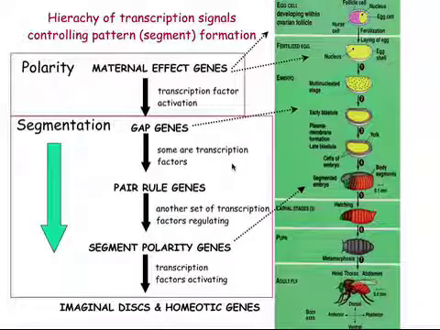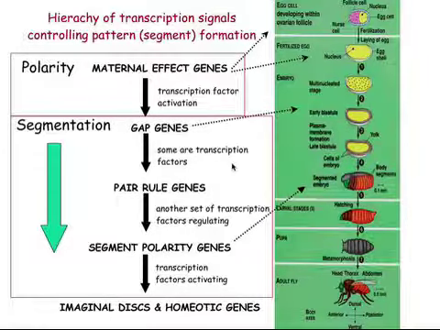So this is just a quick summary of some of the material from the week 1 lecture where we looked at development. In the model organism Drosophila, the fruit fly, we looked at the development of the egg through various stages through to segmentation and segment formation. And the things we discussed were the hierarchy of transcription factors that affect this process.